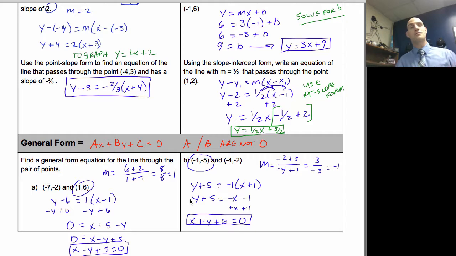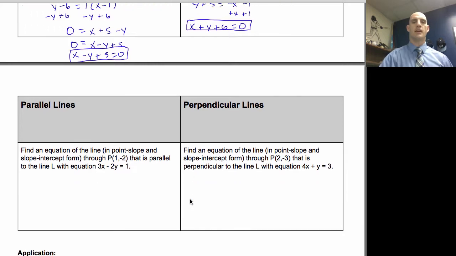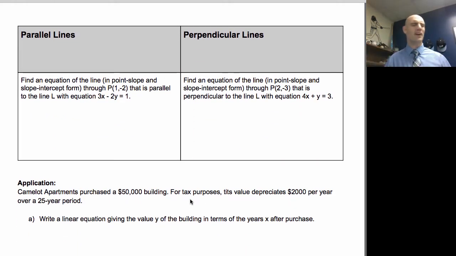You can switch between forms. You can go back and forth. I use point slope form as a basis for a lot of different things. All right, let's talk about a couple other things. It's all based on finding the slope.